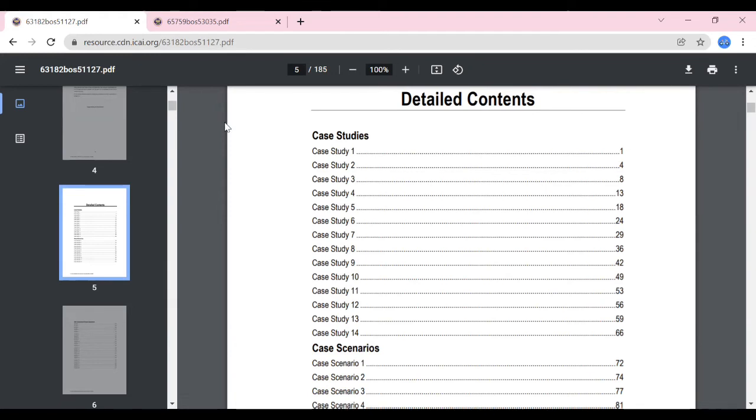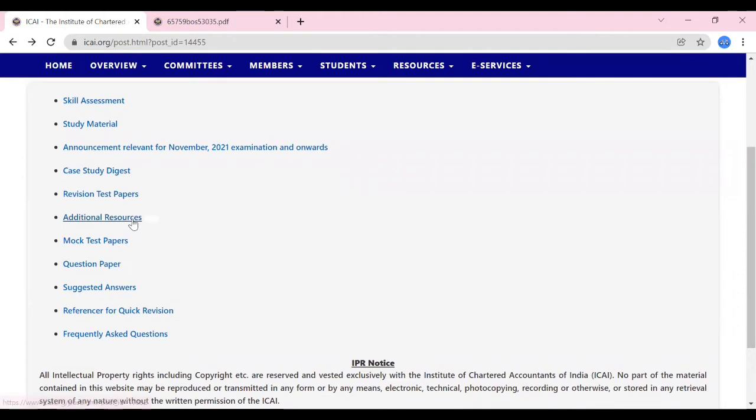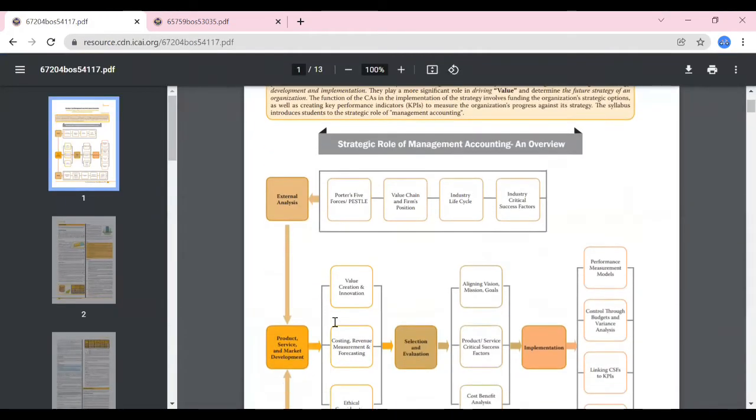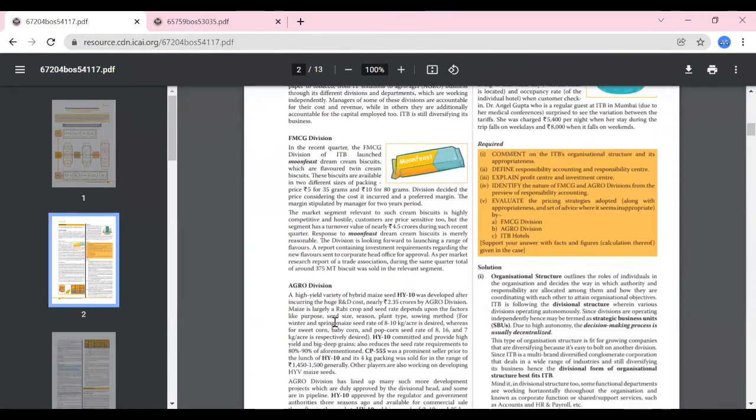This would also help you develop the knack of how to go about answering the ICAI case studies. So that's about the case study digest for SCMPE. There are certain additional resources also available. Now, this is again very specific, but I'll take you through it. There were certain additional cases or questions released by ICAI in one of the student journals. So it provides very good practice.